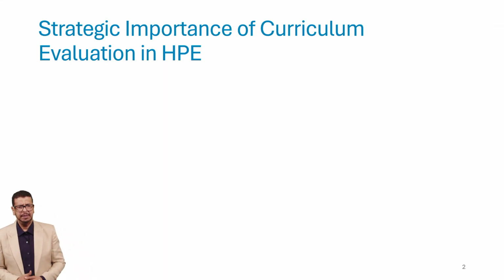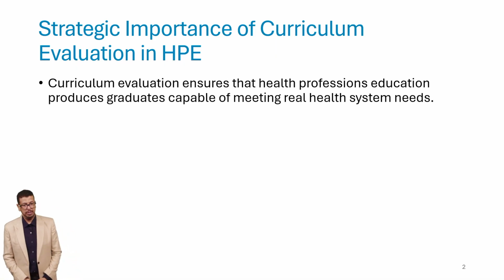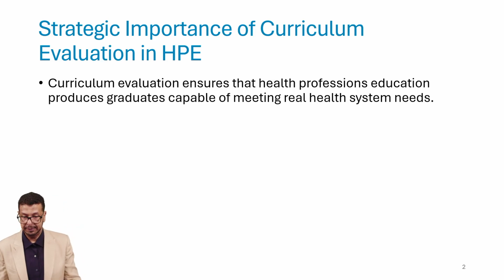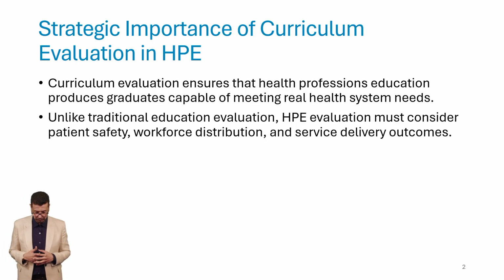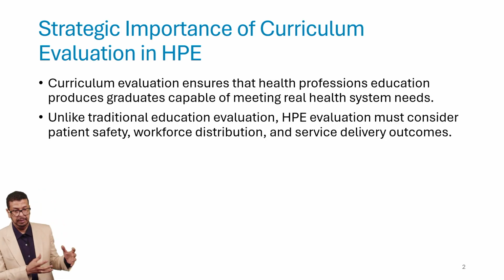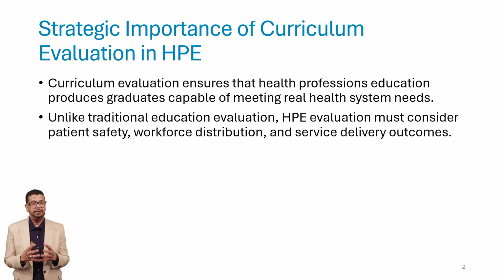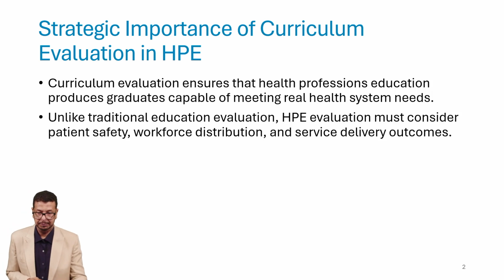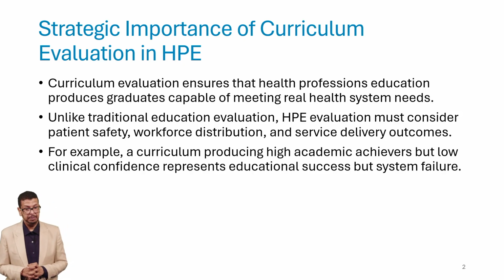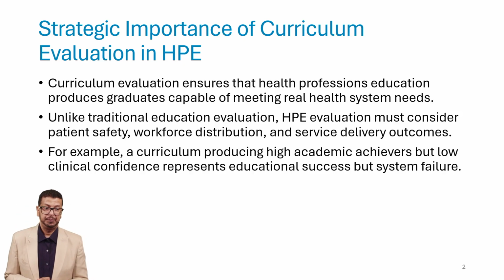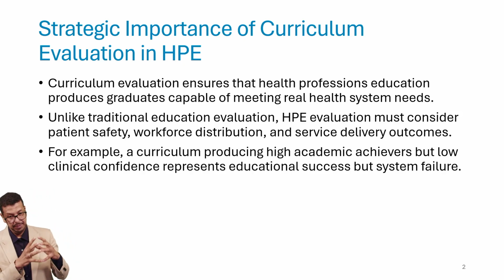So what is the strategic importance of curriculum evaluation? Curriculum evaluation ensures the health professional education produces graduates capable of meeting the health system needs and the community needs. This is the strategic direction. Unlike traditional education evaluation, health professional education evaluation must consider patient safety, workforce distribution, and service delivery outcomes. For example, a curriculum producing high academic achievers but low clinical confidence represents educational success but system failure, and we don't promote this kind of evaluation.